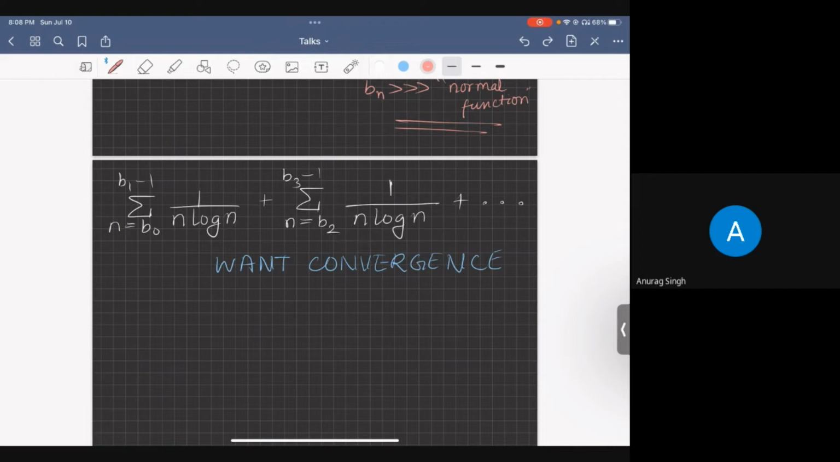It's not like you can just skip terms and take long distances. You need big intervals, but you're also skipping big intervals. That's the point, right? So b naught to b1 minus 1 is some interval, and then you can skip a large interval, but then you get an even larger interval than before. Like this is huge compared to this skipped interval. And then you can skip an even larger interval, etc. So you need to be careful about how you define these bi's.